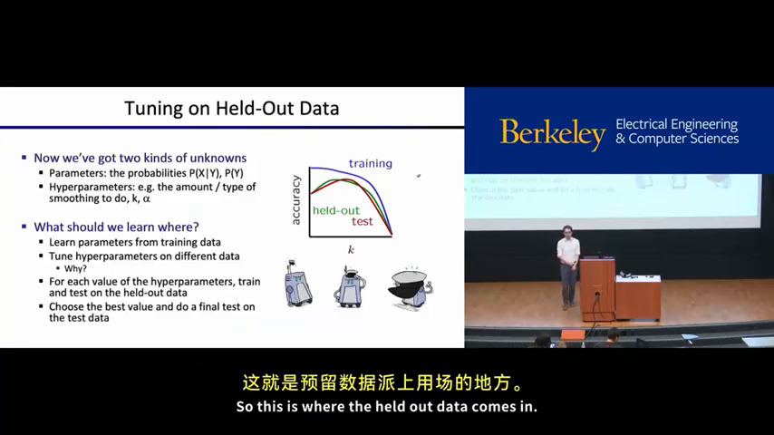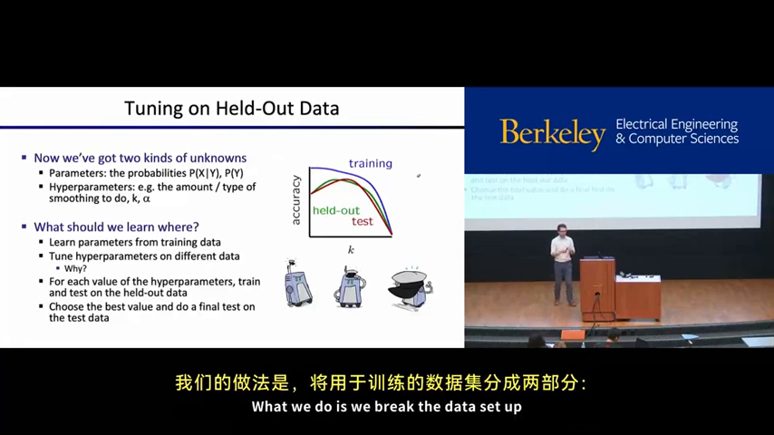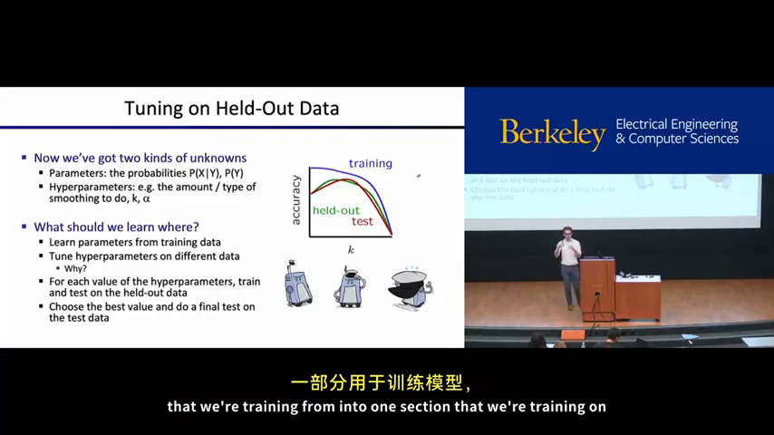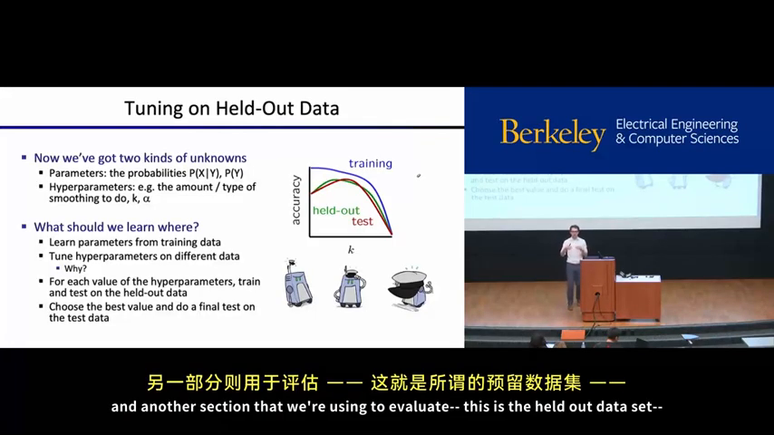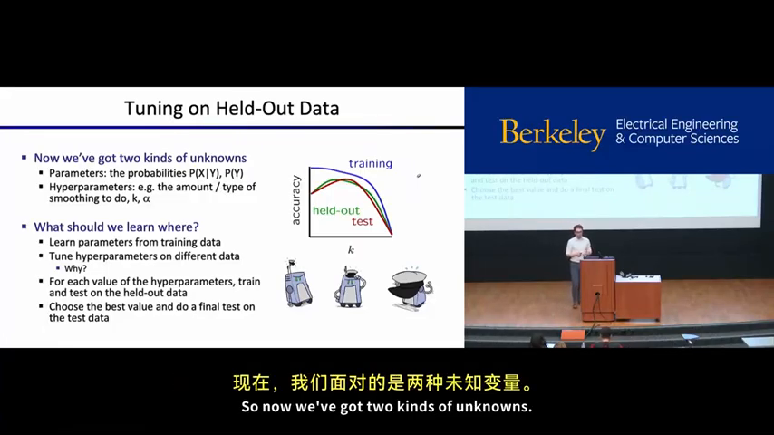So this is where the held out data comes in. This is the data that I said I'd tell you about later. What we do is we break the data set we're training from into one section that we're training on and another section that we're using to evaluate. This is the held out data set, so that we can figure out when we're overfitting and when we're not overfitting.